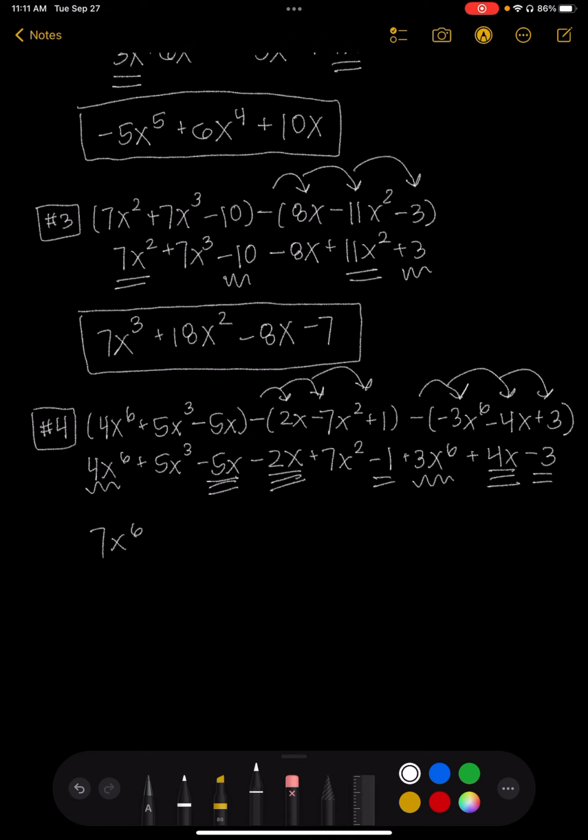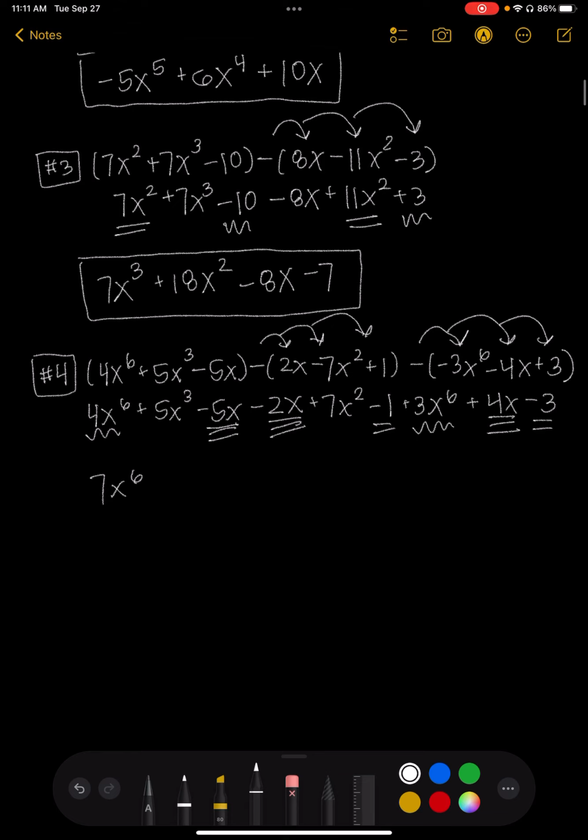Then the next highest exponent is x cubed. There is that 5x cubed. There's nothing that's a like term with it, so we just rewrite it. Then the next one is x squared. The x squared that I see is 7x squared. There are no other x squared, so we just rewrite that 7x squared.